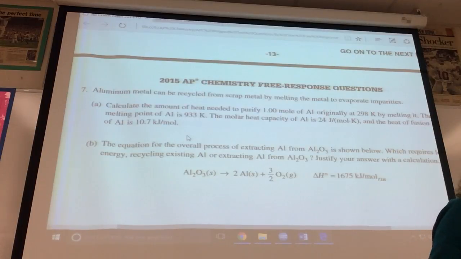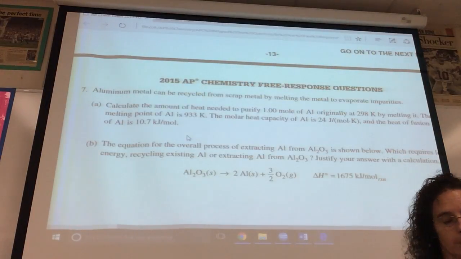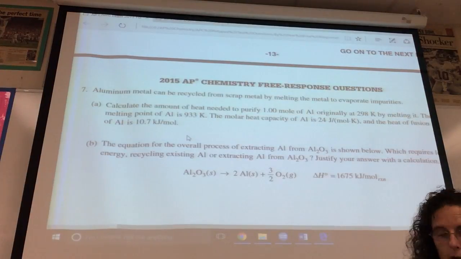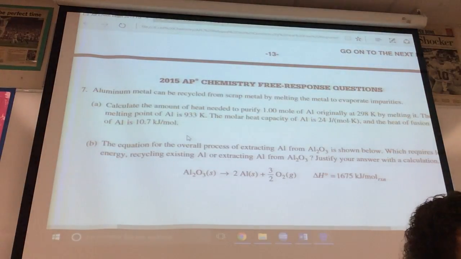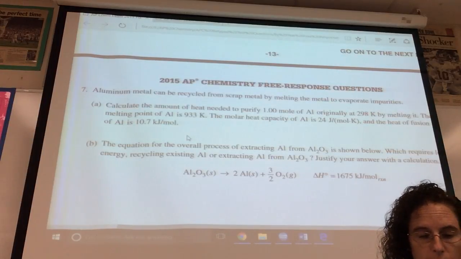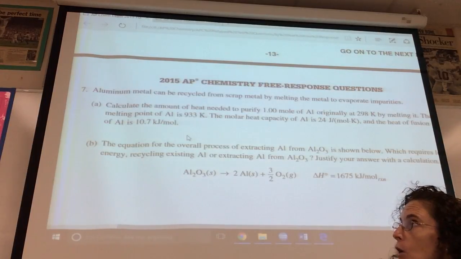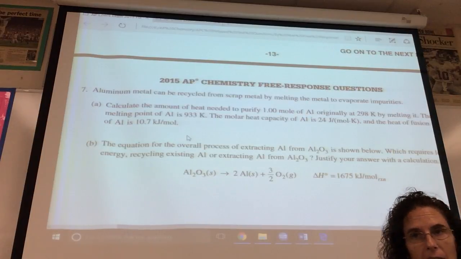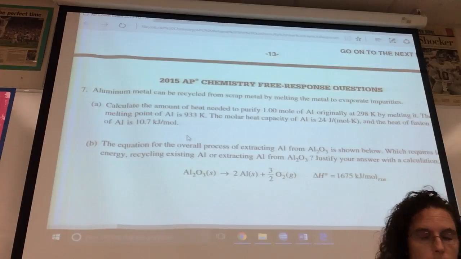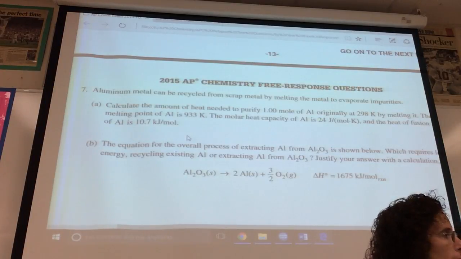Now this was difficult for the kids on a lot of levels. First of all, you had moles and you had Kelvin. You don't even have to convert to grams. It's just a matter of working through the problem and letting the units drive you home. So what do you think you want to do? I wouldn't even bother with grams.